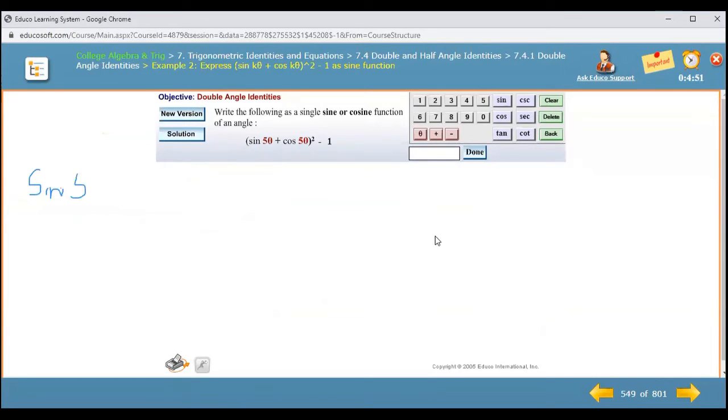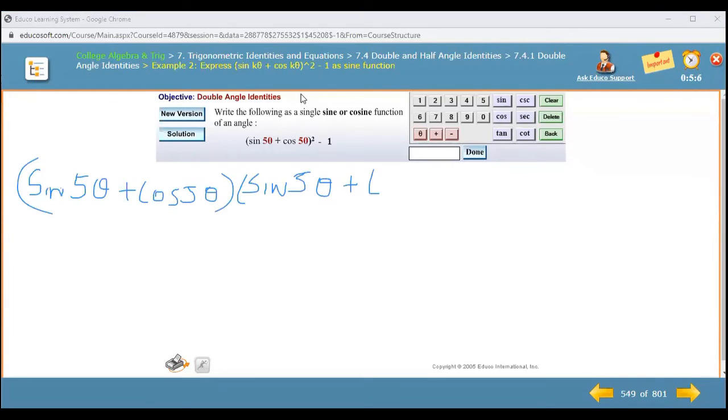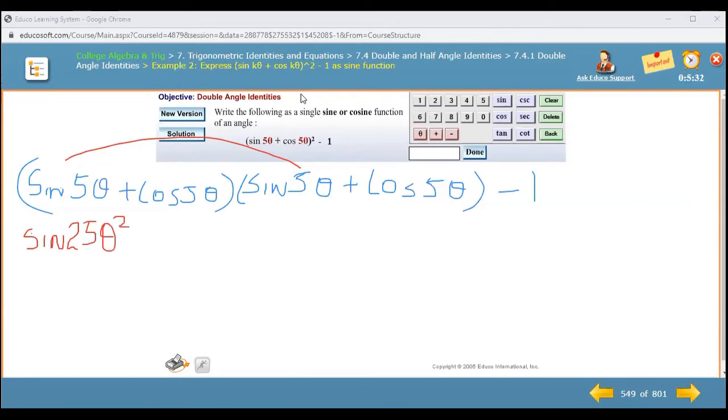sine 5 theta plus cosine 5 theta times sine 5 theta plus cosine 5 theta minus 1. Okay, now using FOIL, sine 5 theta times sine 5 theta gives me sine squared 5 theta.